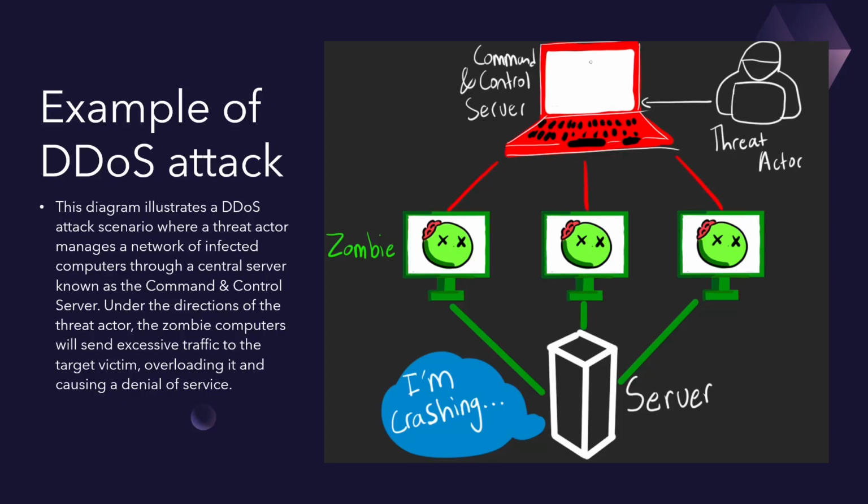These zombie computers wait for instructions that are sent from the command and control server, and they'll act upon these instructions and will send excessive traffic to a server, all in a group. So rather than just one client sending all the traffic to a server, it's now a group of clients, a group of computers, and this is known as a botnet. And this botnet is right now crashing this server. As you can see with the bubble, I'm crashing. This effectively causes a denial of service attack if the server can't handle the load that's being sent by these zombie computers.